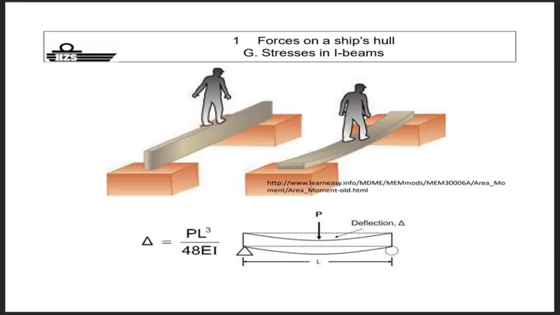And if you look here, for instance, at a man walking upon a beam, depending on how he walks upon the beam, how your beam is positioned, vertical or horizontal, you have a different resistance against bending. You also have a different moment of inertia.